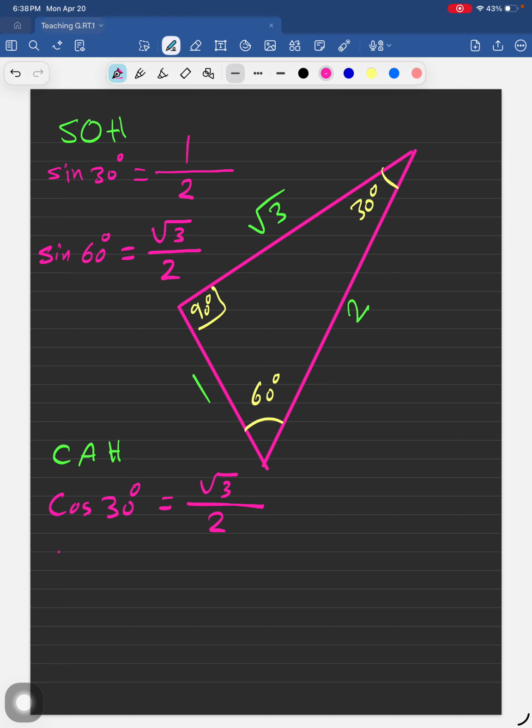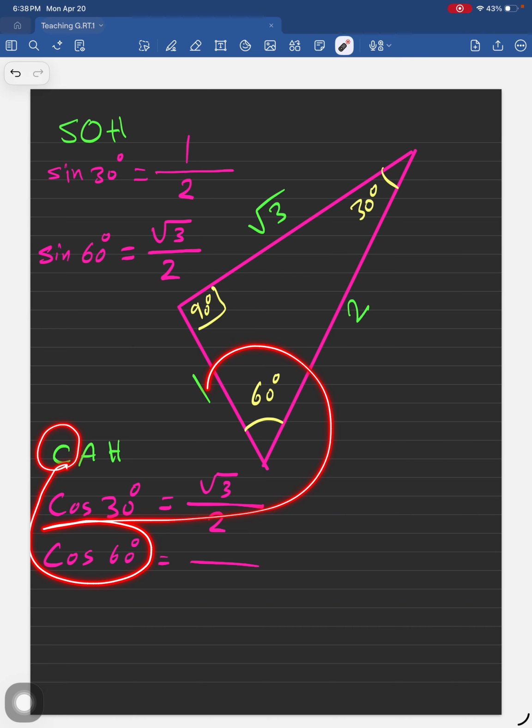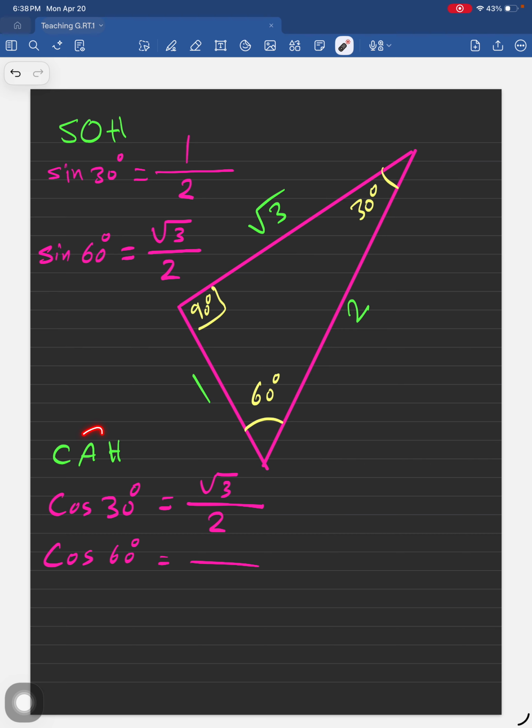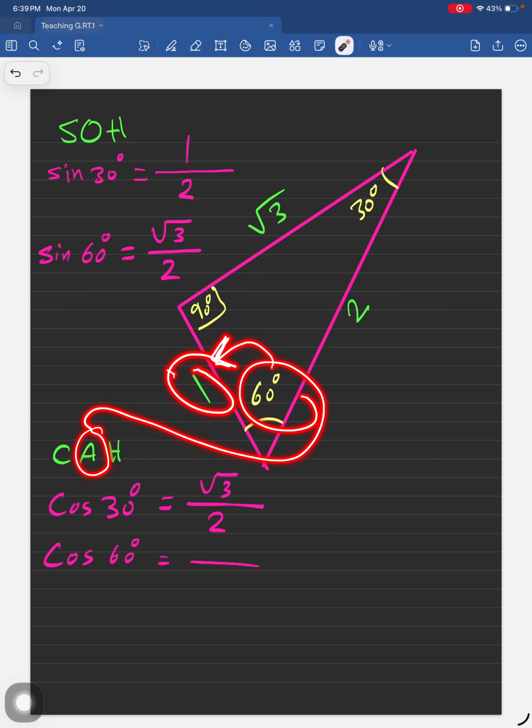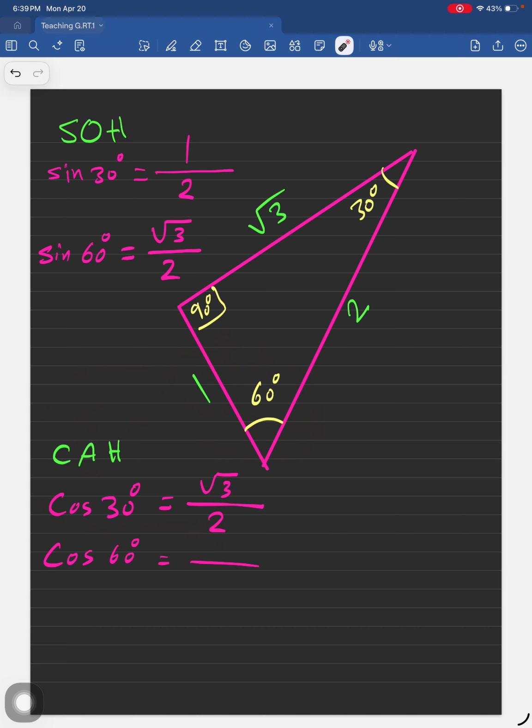Now we can talk about the cosine of the 60 degree. Using the same strategy, we are talking about the cosine of 60. I'm talking about this 60. We will start with the adjacent of the 60. So here is the 60, and here is the nearest side for the 60, which is the 1. So take the 1 and write it down here in the numerator as adjacent. So we can write 1.